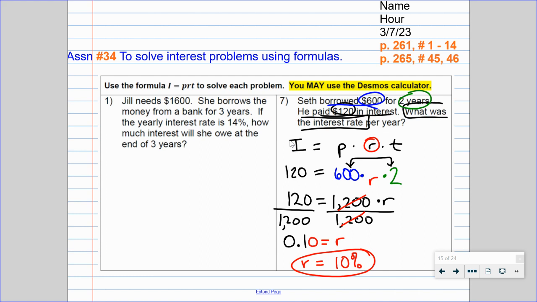And make sure you know what the question's asking. Sometimes it's going to say, what is the rate? Sometimes it's going to say, how much interest? Other times it's going to say, how much in total, or how much is owed, or how much do you have as your final amount in your bank account? So make sure you understand what the questions are asking.